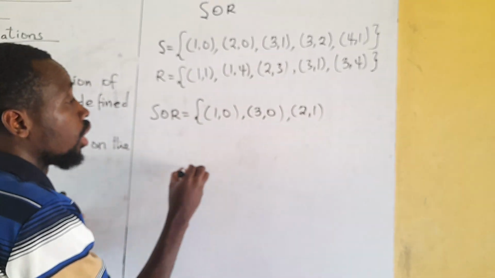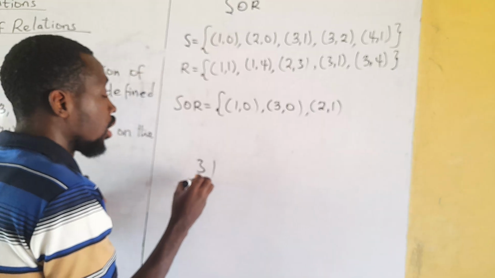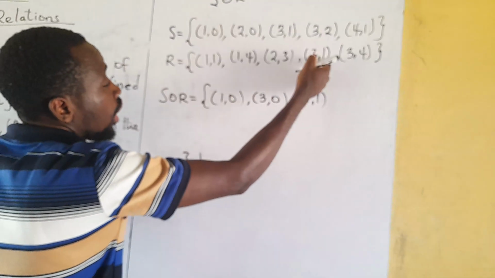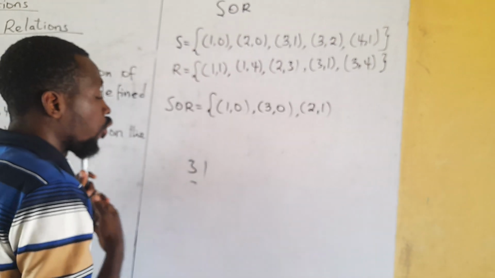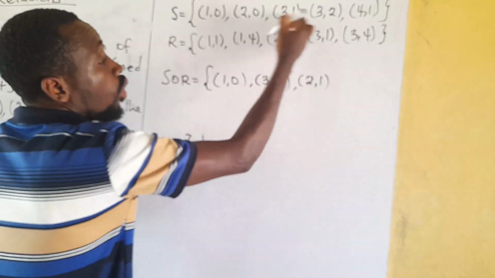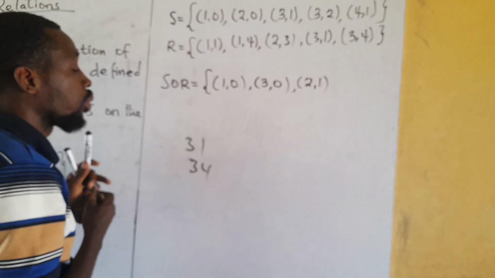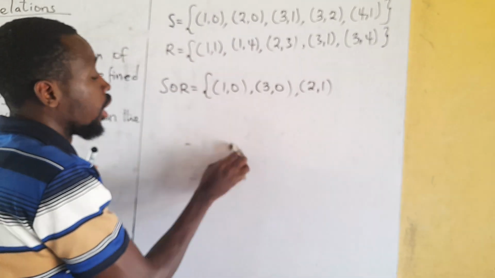3 1 again against 3 1. This 3 1 against this 3 1. You see that there is no such corresponding. 3 1 against 3 4. This 3 1 against this 3 4. There is no such corresponding. So we are done with the 3 1.